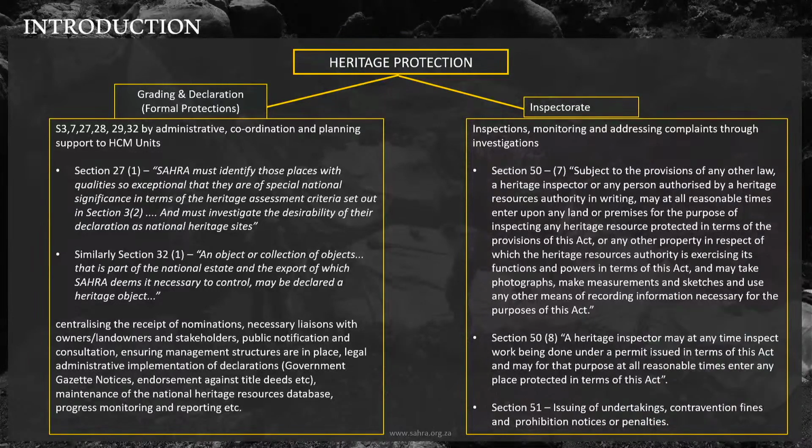So within the Heritage Protection Unit, we have two divisions. One division is for grading and declarations. So we had colleagues speaking about national heritage sites, provincial heritage sites, and your local heritage sites, which is your grade 1, grade 2, and grade 3. As we know, SAHRA is responsible for grading and declaring. Another division is the Heritage Inspectorate Division. The Heritage Inspectorate Division is established in terms of Section 50 of the National Heritage Resources Act. We call it the NHRA, that is our Bible within heritage.